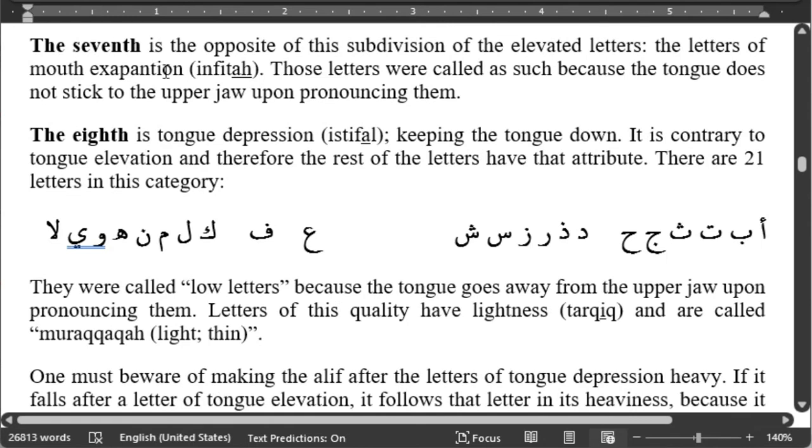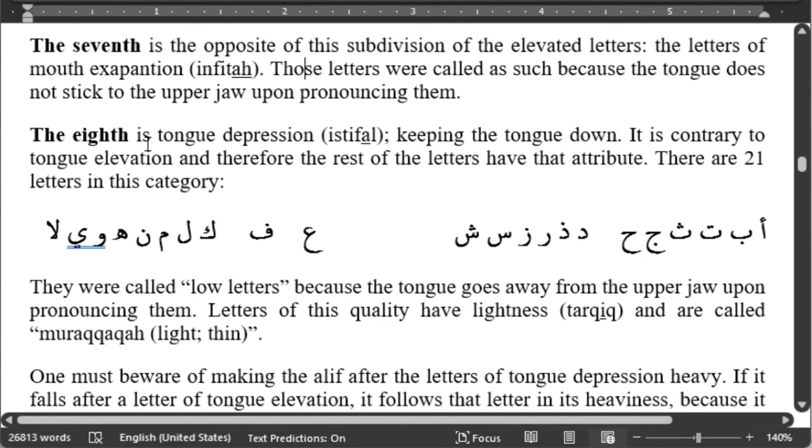The 7th is the opposite of this subdivision of elevated letters, the letters of mouth expansion. Those letters were called as such because the tongue does not stick to the upper jaw upon pronouncing them.